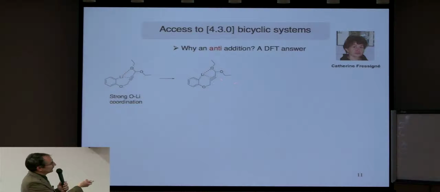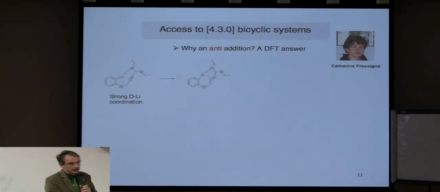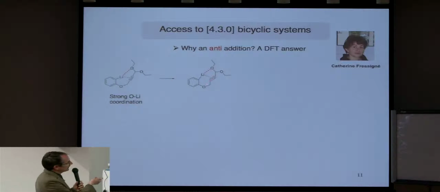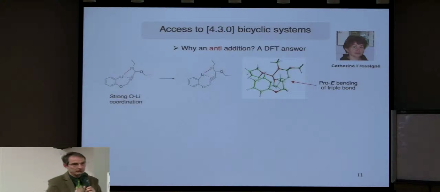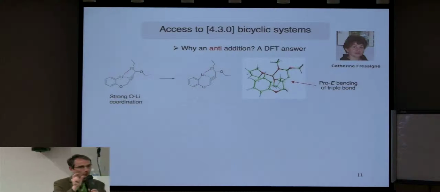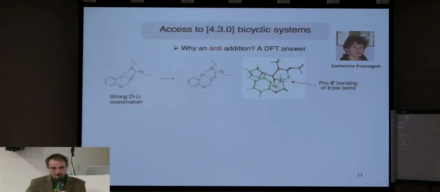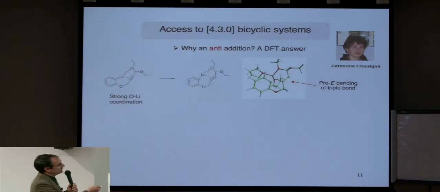And indeed, when the reaction starts, you see that the triple bond here is bending, but it's bending in a very strange way because it's bending in a pro-E way. You see that? You see here the triple bond. It doesn't look like a triple bond anymore. It looks like a double bond already. But the distance is still a triple bond. It's a 1.2 angstrom carbon-carbon. So it's still a triple bond, very bent, but it looks like an E double bond.